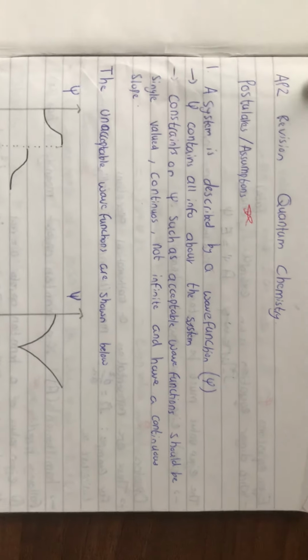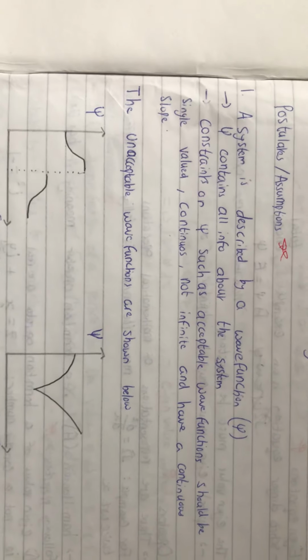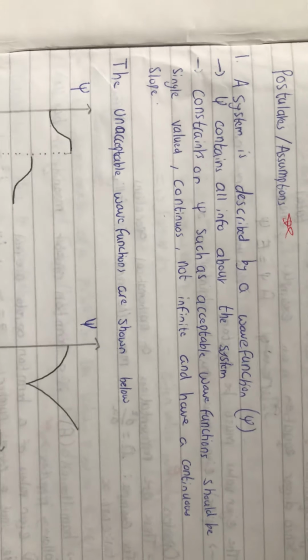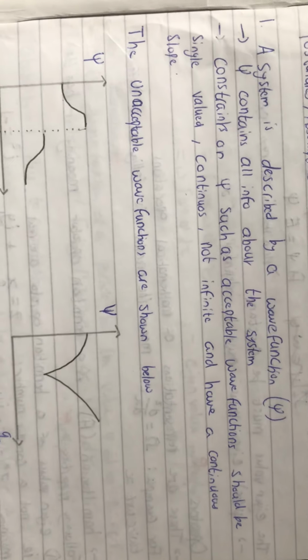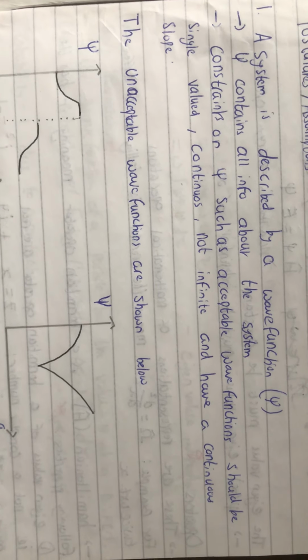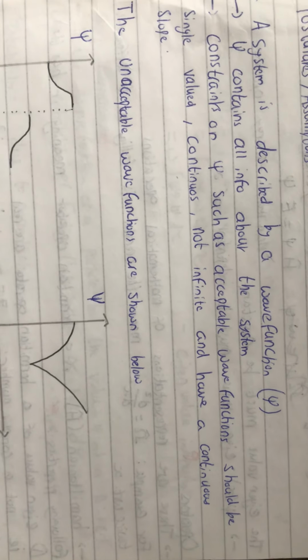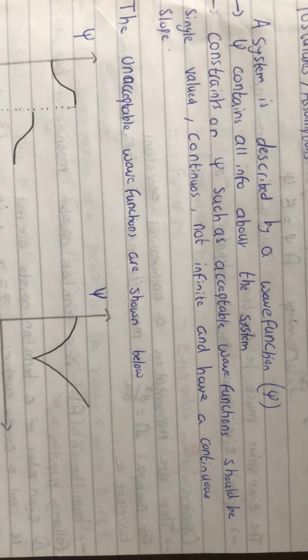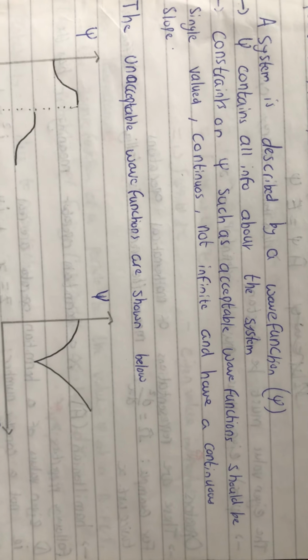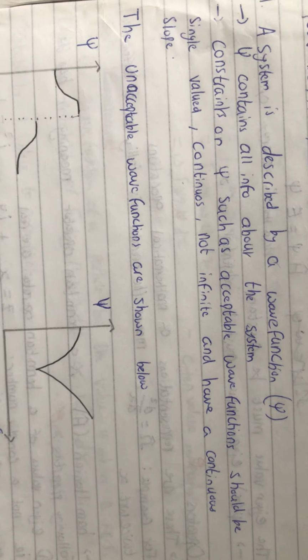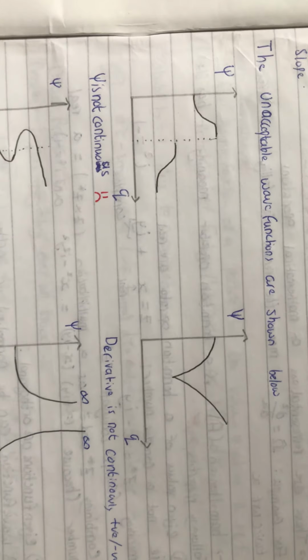So, the first postulate is that a system is described by a wave function, and the wave function contains all the information about the system. There are constraints on the wave function, such as the acceptable wave functions should be single-valued, continuous, not infinite, and have a continuous slope. So some examples of the unacceptable wave function are shown below.